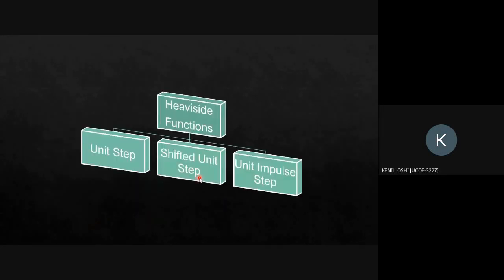Basically, the Heaviside functions are divided into three parts: unit step function, shifted unit step function, and unit impulse function.